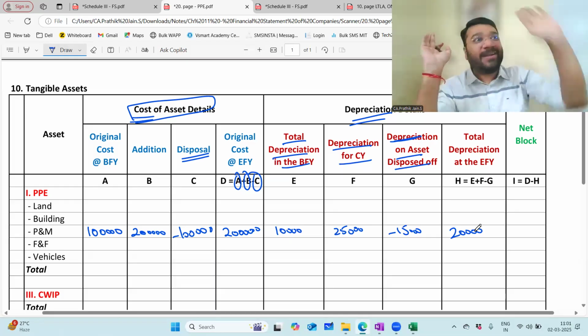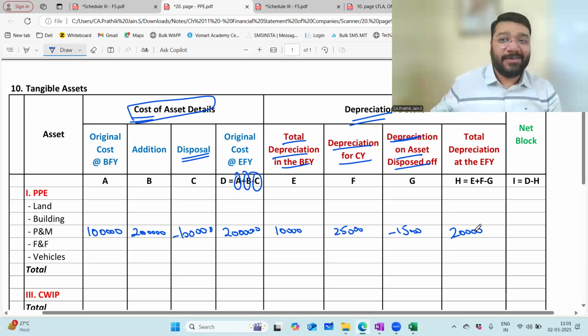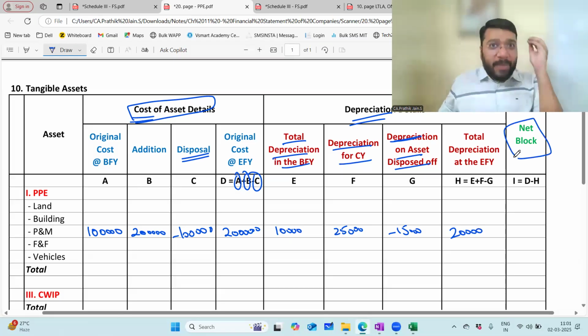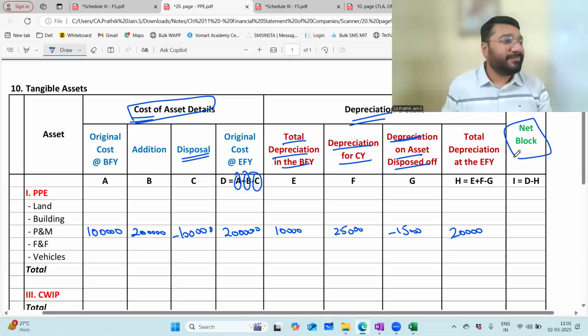Give Jan 27 attempt, not 26, 27 attempt to give. Now, net block, net amount. Now you tell me, apply your logic and tell me, what is the net amount?